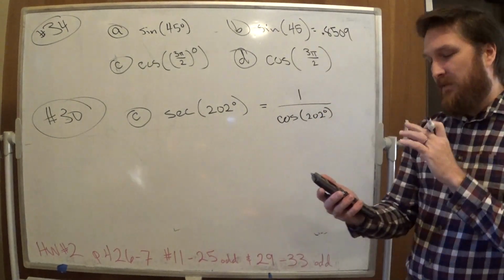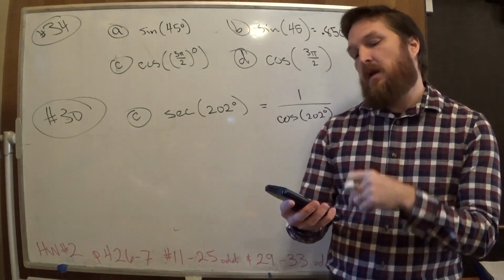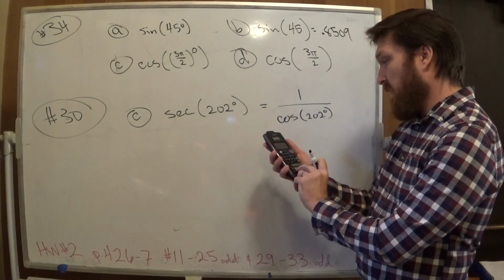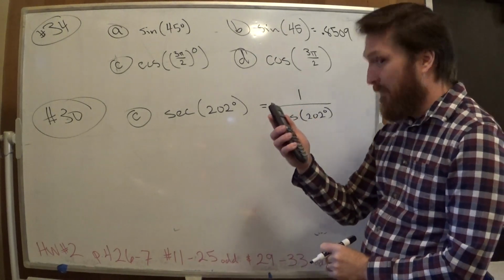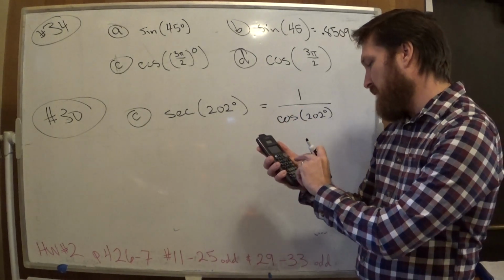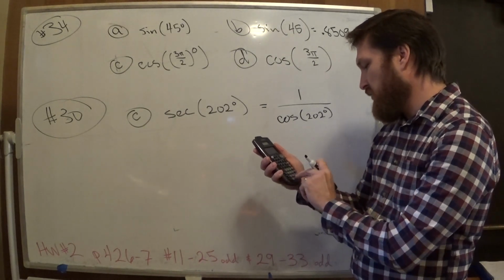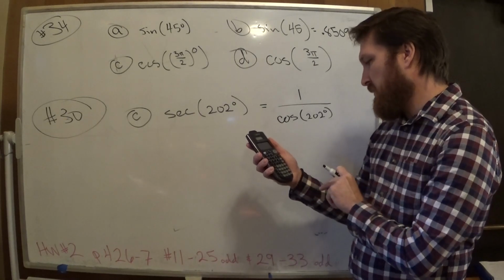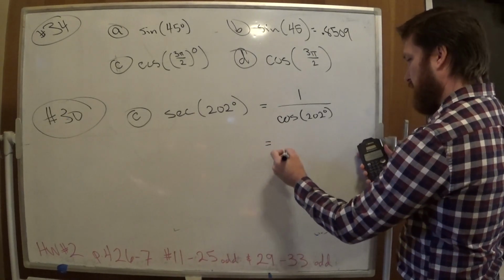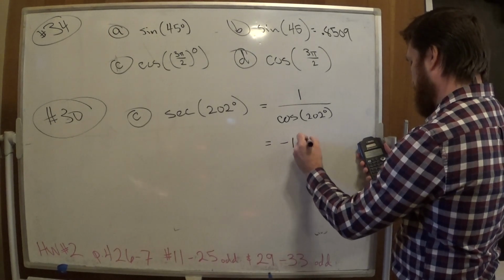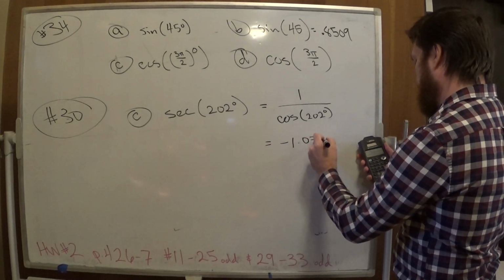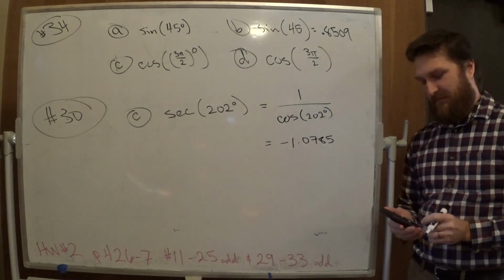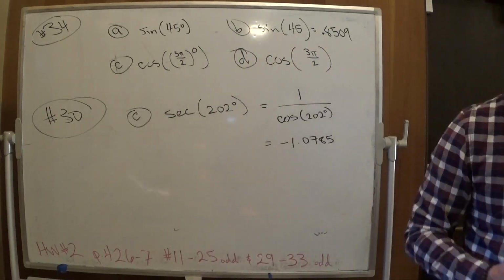When I'm doing this, you could find cosine of that, and then take whatever it was and go 1 over it. Or you could do it all at once, and that's what I'm going to do. I'm checking that I'm in degree mode. And so I'm going to go 1, divide by cosine 202 degrees, end my parentheses, hit enter, and I get negative 1.0785. A negative. Interesting. Wait, how does that work?